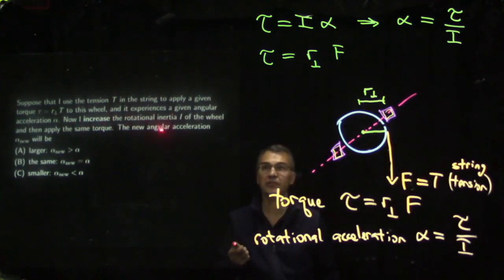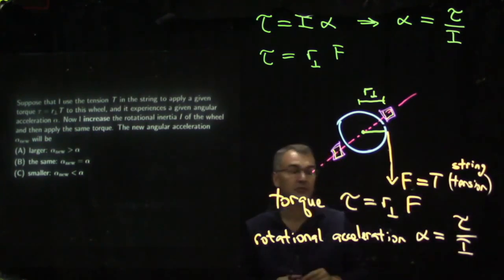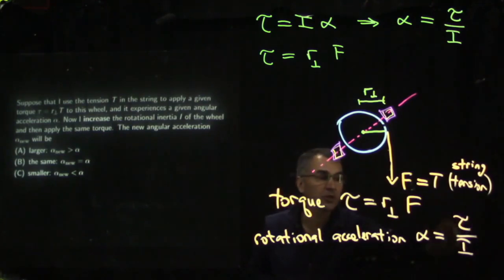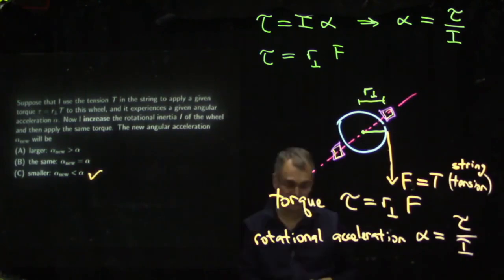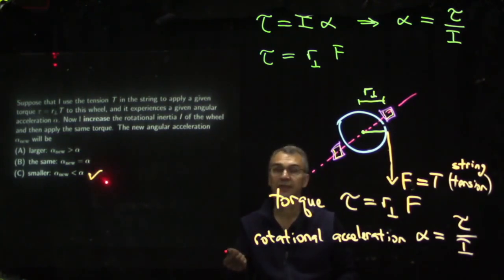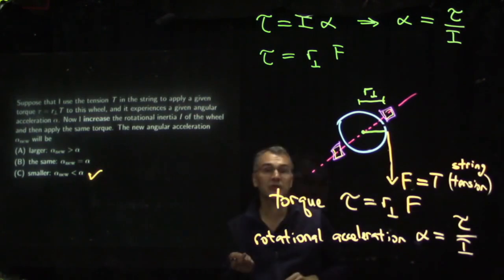So I increase the rotational inertia I of the wheel and then apply the same torque. The new angular acceleration will be, well, angular acceleration is torque divided by rotational inertia. So if you keep the same torque, but you make that rotational inertia bigger, then you expect a smaller angular acceleration. So I like answer C, Charlie. The new angular acceleration will be smaller than the original angular acceleration because we applied the same torque to a system that had a bigger rotational inertia. So that's a smaller rotational acceleration.